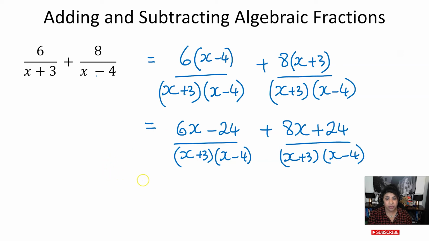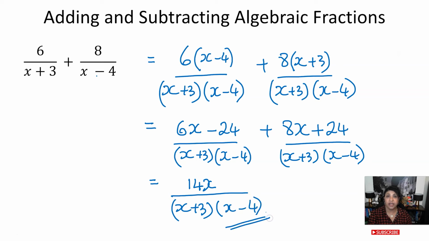So now all I have to do is add or subtract the numerator. I have 6x plus 8x. That will make 14x. So I have 14x. And then I have negative 24 plus 24. That will become 0 because it will be minus 24 plus 24. And then I have the rest of it, which is x plus 3 and x minus 4. So this is now your final answer.